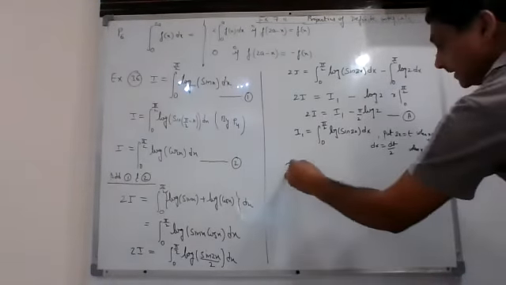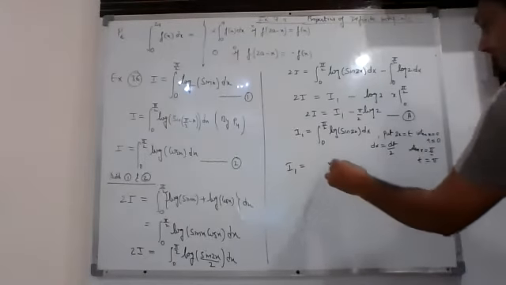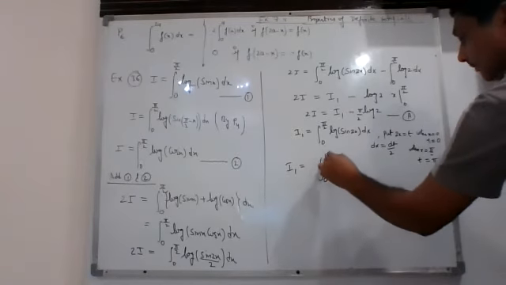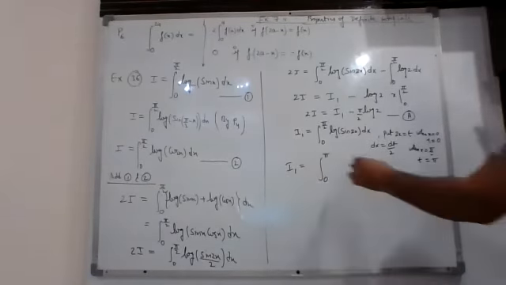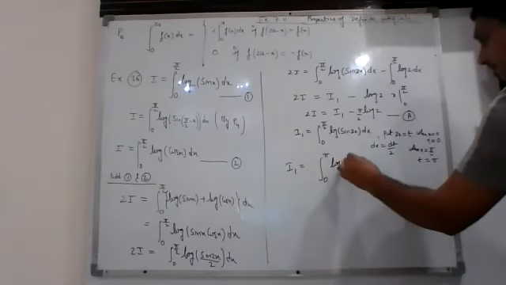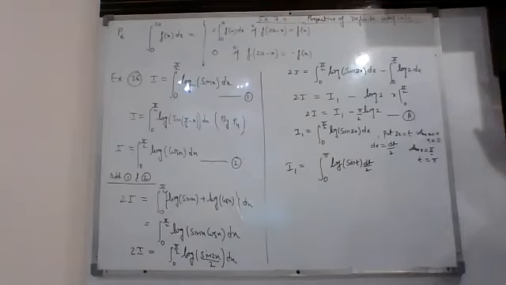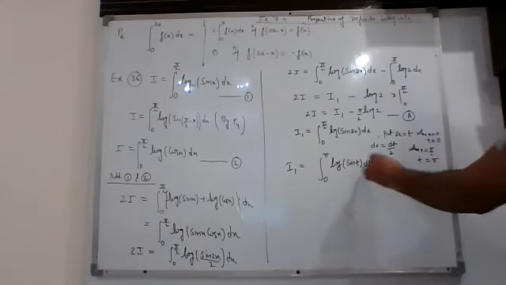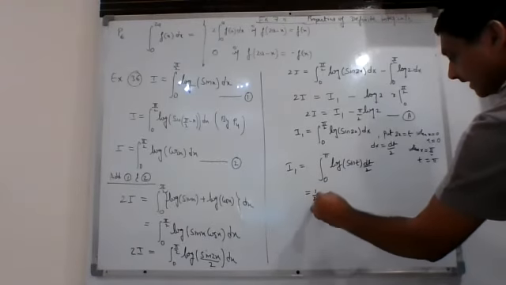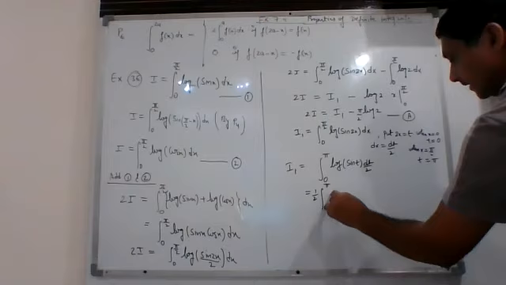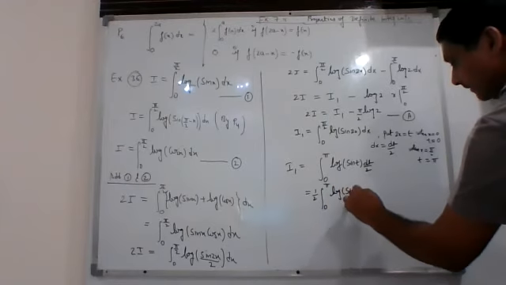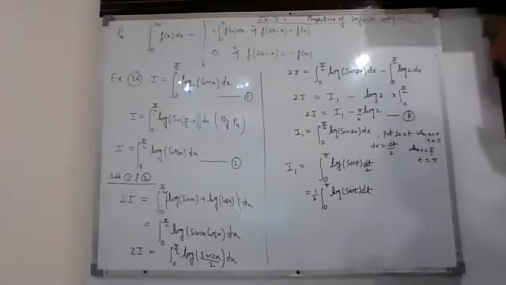So let us restate this in terms of t. I can write this as I1 is equal to integral from 0 to pi of log sine t dt by 2. Now I can take this 2 outside, so I can write this as half integral from 0 to pi of log sine t dt. So this is how I can write it.